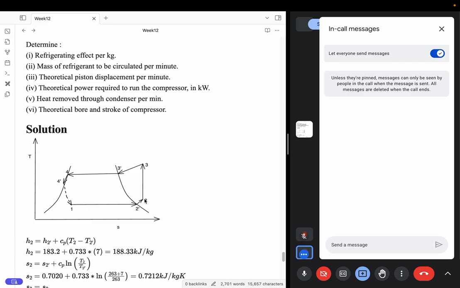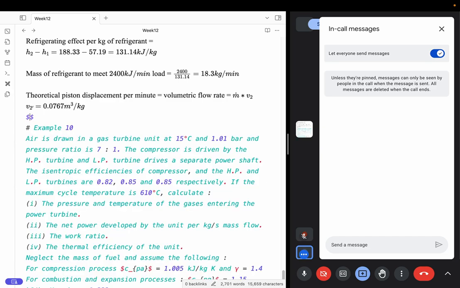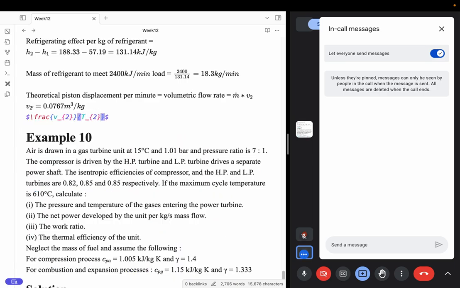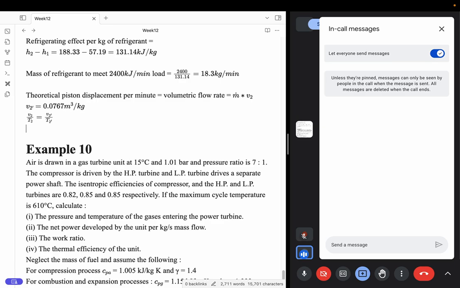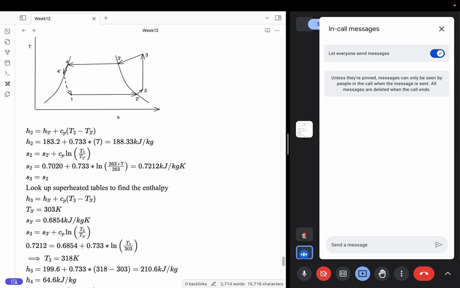It's a constant pressure heat addition process. So in a constant pressure heat addition process, what will happen? Your pressure is constant, so V will be proportional to T. So we can use the relation V2 by T2 is equal to V2 prime by T2 prime. So from this we can directly calculate V2 is V2 prime 0.0767 times T2, which we have calculated before.